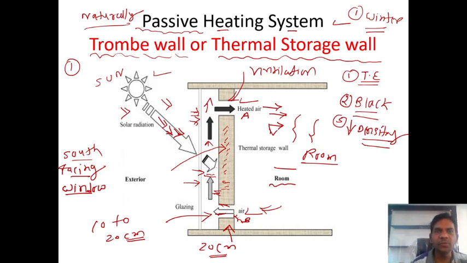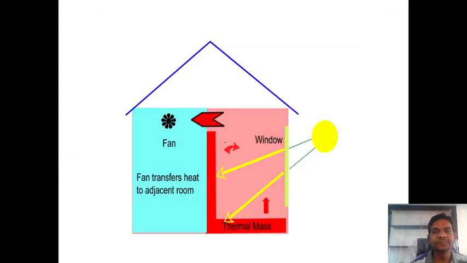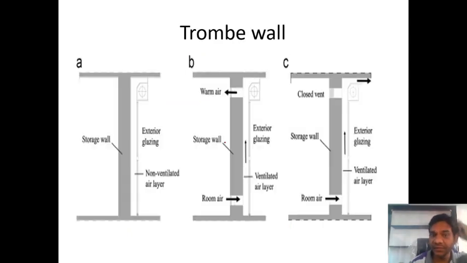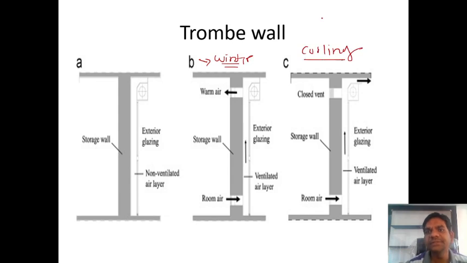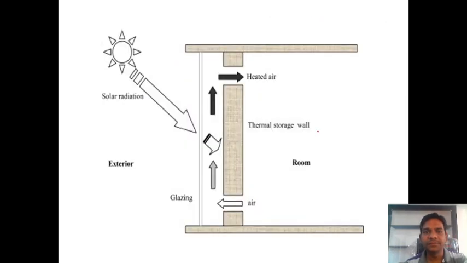Now the same Trombe wall system we can use for cooling purposes. So how can you use it for cooling? Also, you see in this diagram, this is the example of this system. If you consider the cooling system, suppose this diagram is for winter. This is the winter application. Cooling means summer season. In summer, what do we do here? The ventilation which is provided at the top, if you consider here, this ventilation will be closed.